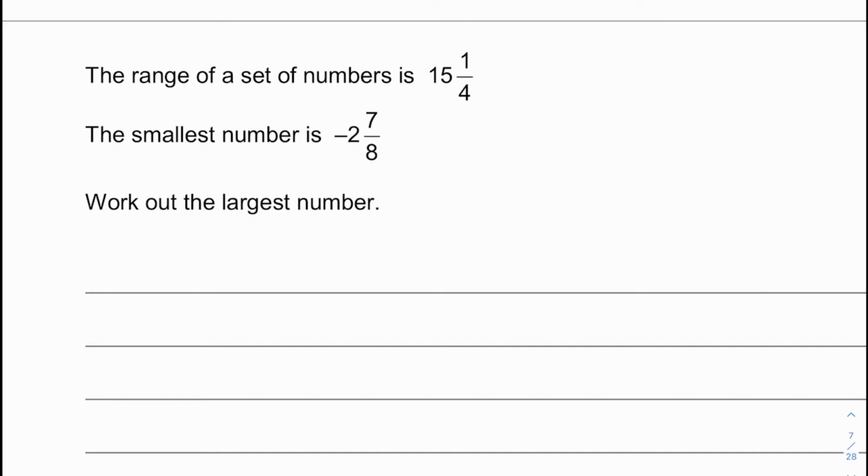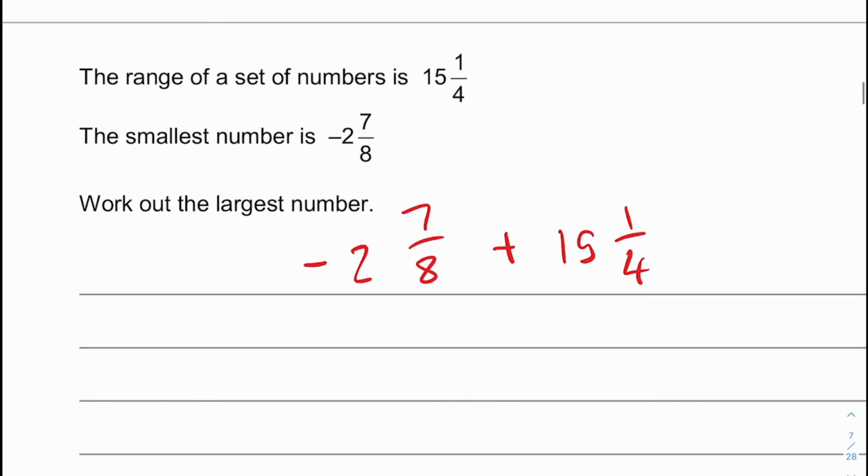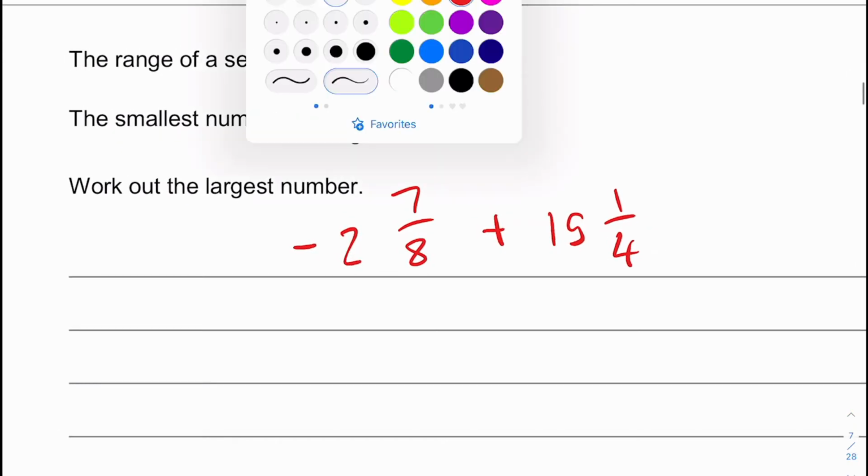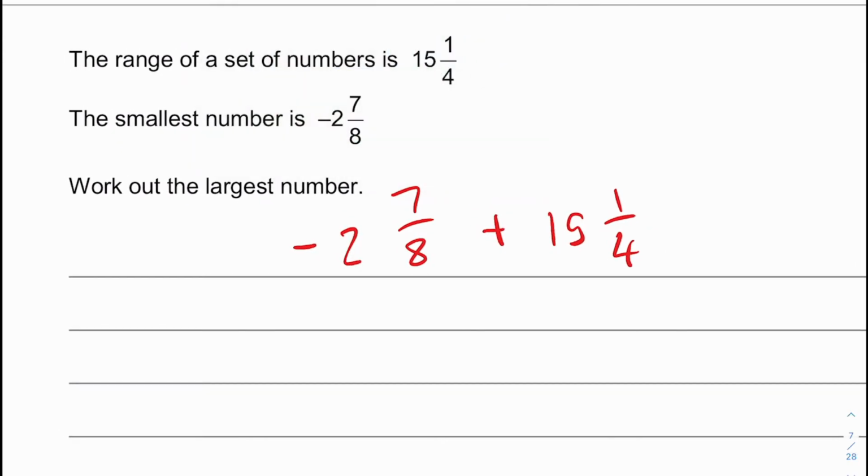So what we have to do is -2 and 7/8, and then plus 15 and 1/4. Okay, so we can rearrange this. So we get 15 and 1/4. Then we've got take away 2 and 7/8.